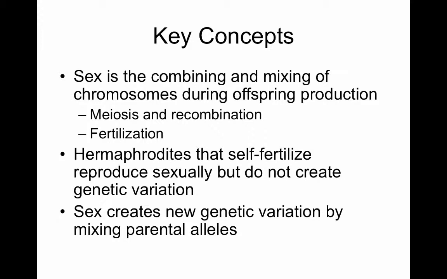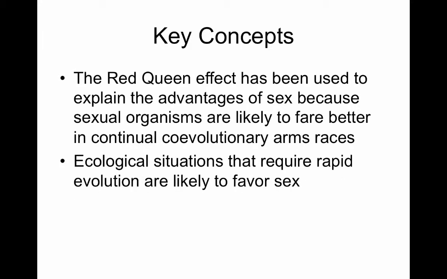But what is important about sex from an evolutionary perspective is that it creates new genetic variation by mixing parental alleles. So one explanation for this is the Red Queen effect, running in place, and it explains the advantages of sex because it allows recombination of chromosomes to generate novel variations that may be effective at deterring parasites or other agonists. But other ecological situations beyond just parasites may require rapid evolution. So on islands where different groups of organisms might radiate, these are good examples where sex may be important as well.